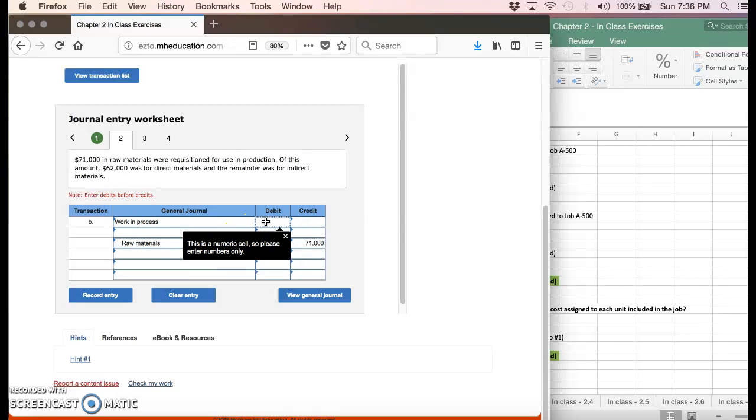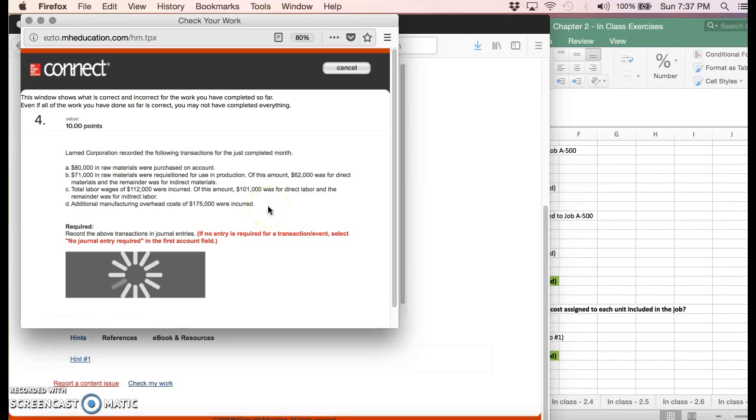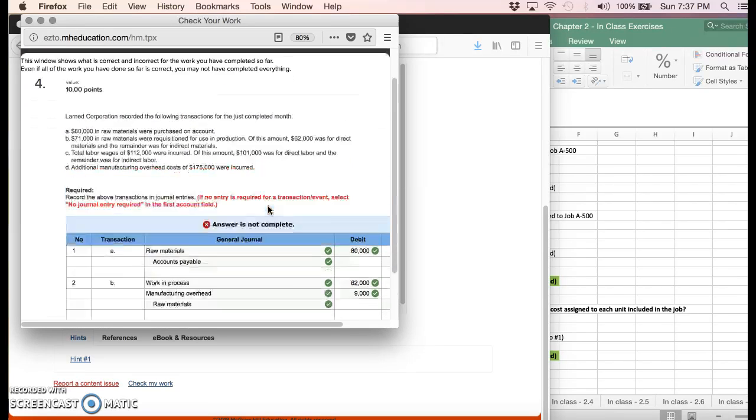It requires a number. So this is going to be 62,000. We are going to put it to manufacturing overhead because it's going to stay in manufacturing overhead because it's an estimate until the end of the month. So 9,000. Okay. So our debits equal our credits. Let's just check our work. Yep, so far so good.